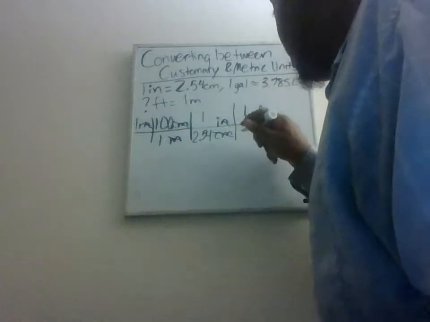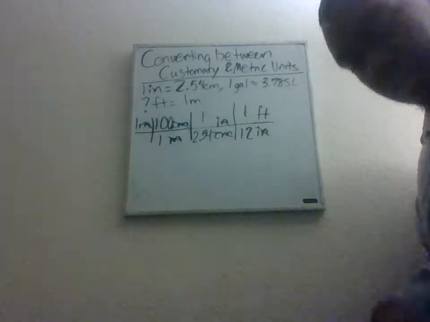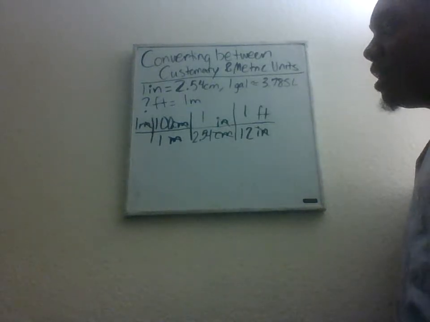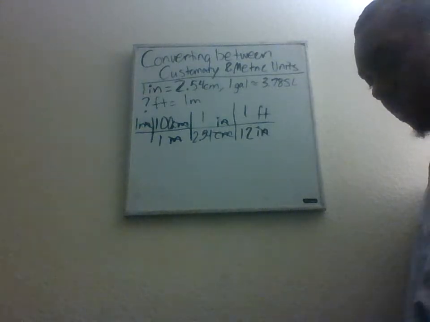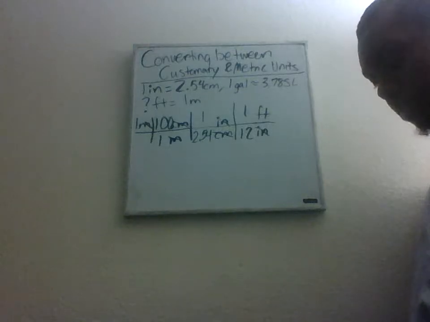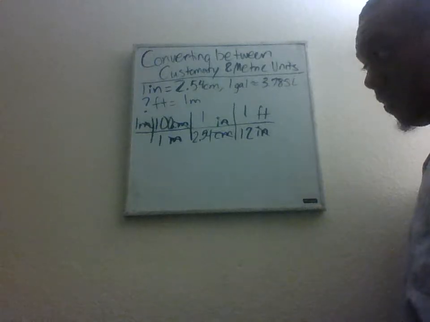So we have 12 inches in 1 foot. All right, so everything is squared away for us to now solve for this. And so we get 1 times 100 times 1 times 1, and we end up with 100 divided by 1, then divided by 2.54, then divided by 12.